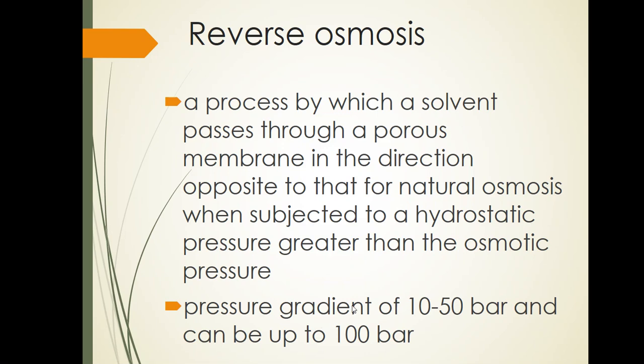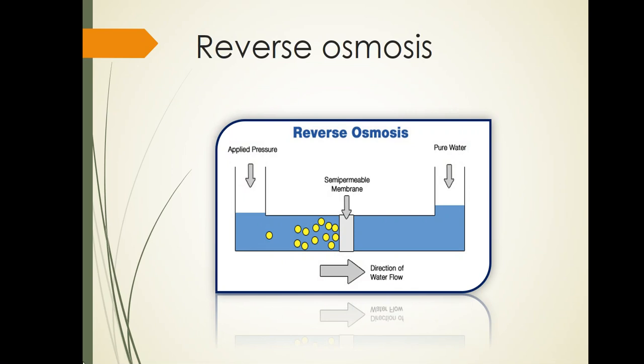Now, a pressure gradient of 10 to 50 bars, and up to 100 bars, is utilized here to ensure that there would be transfer of your component from one side of the barrier to another, or your membrane, that is the barrier. To illustrate, you have here the application of pressure, and this is the components of your mixture, and this is your semi-permeable membrane. So through the application of this pressure, the direction of flow of water is now from the highly concentrated region to the low concentrated region.